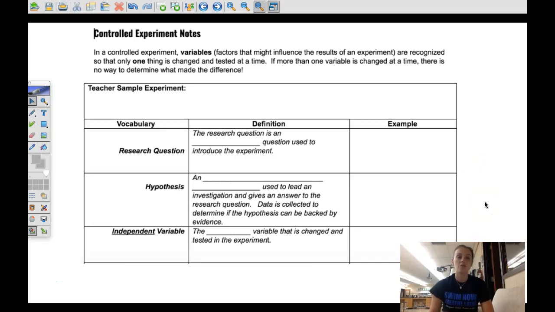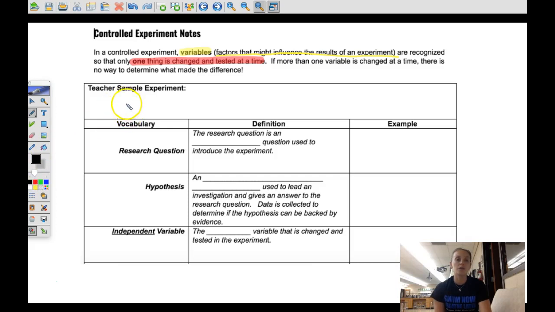Today's video is going to be focusing on success criteria pertaining to developing and evaluating a controlled experiment. When you create a controlled experiment, you have to know what the variables are. And variables are factors that might influence the results of an experiment. And what makes an experiment controlled is when only one thing is changed and tested at a time. Because if we change more than one variable at a time, then there's no way to determine what actually will be making a difference, and thus your experiment is invalid.